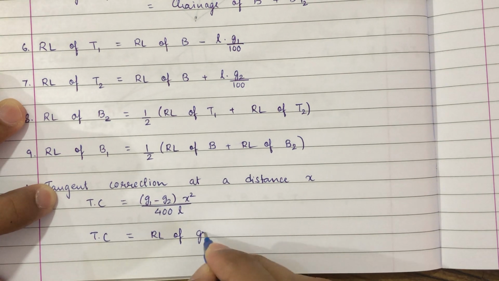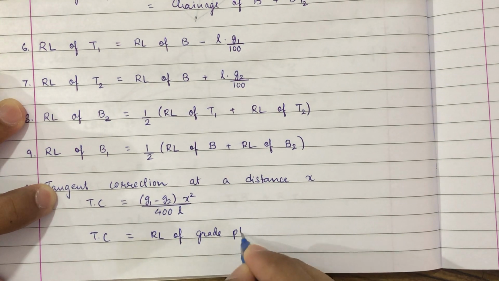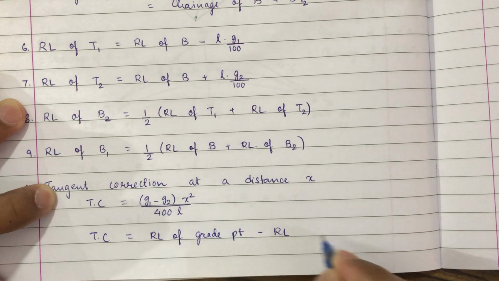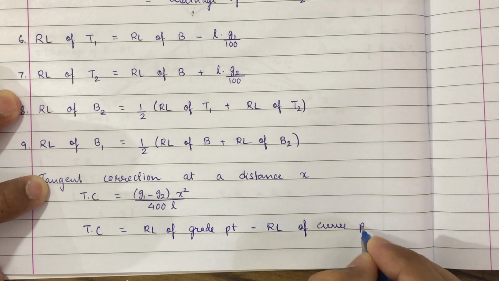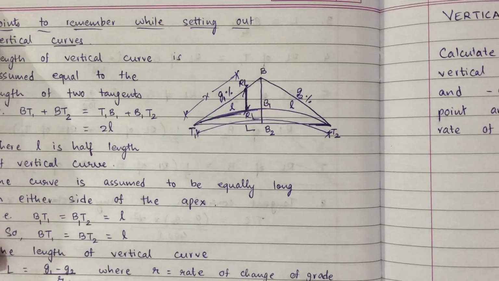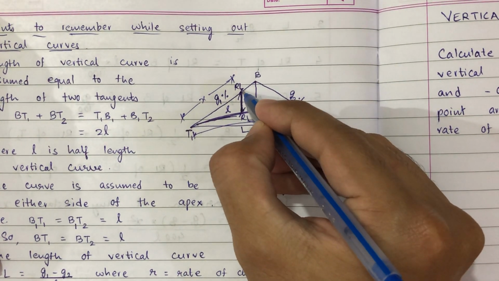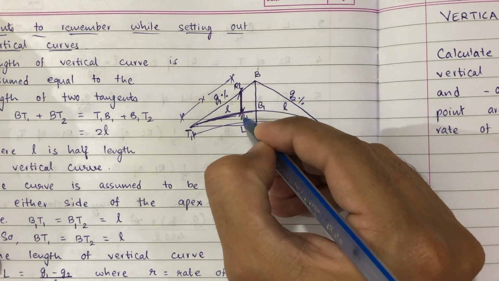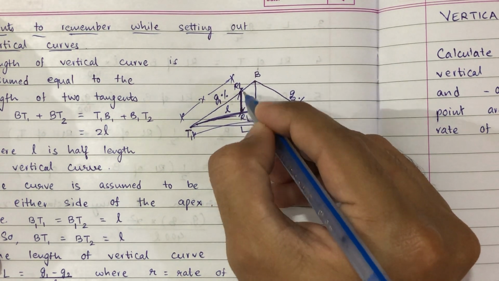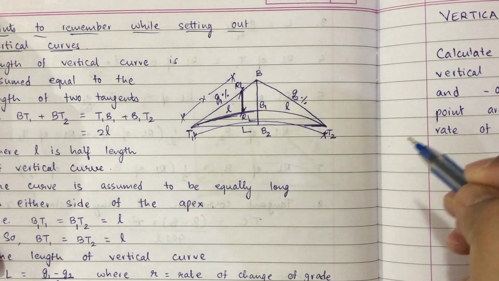RL of grade point minus RL of curve point. If this grade point is known and this curve point is known, then RL of this grade point minus RL of this curve point will give us the tangent correction.